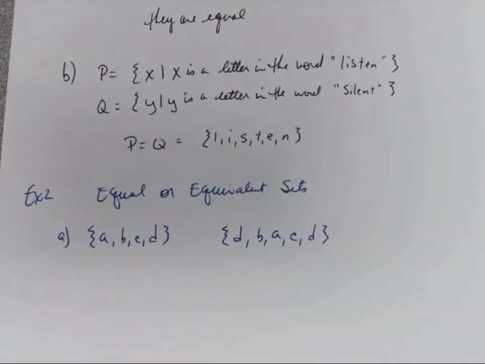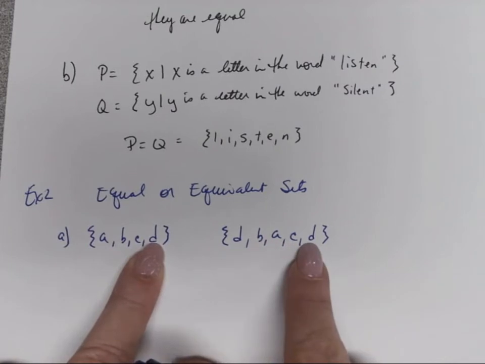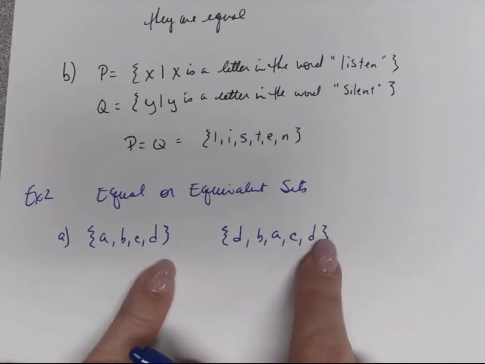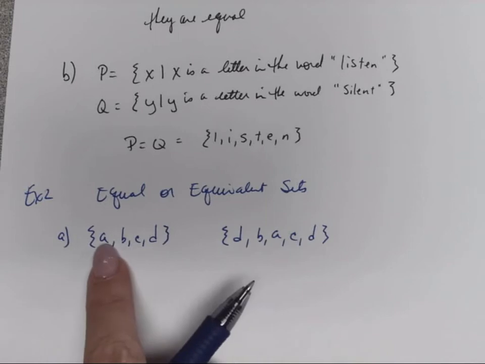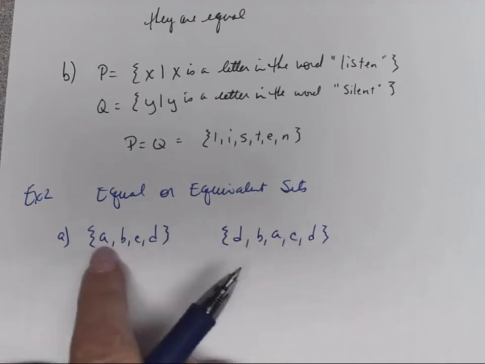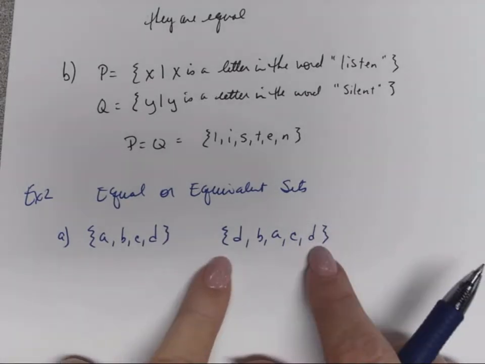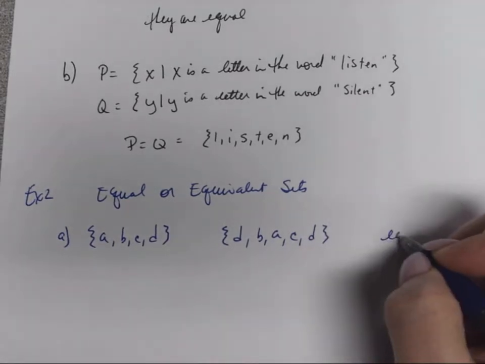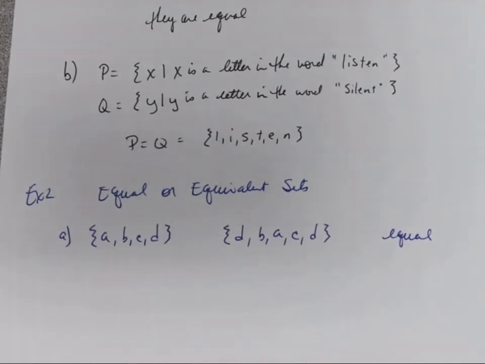So let's go look. 1, 2, 3, 4, and 1, 2, 3, 4, 5. The same elements are in there. This one has A, B, C, D. This one has D, B, A, C, D. So they have the exact same elements. This one got repeated again. So this we will call equal because they are the same elements in there.